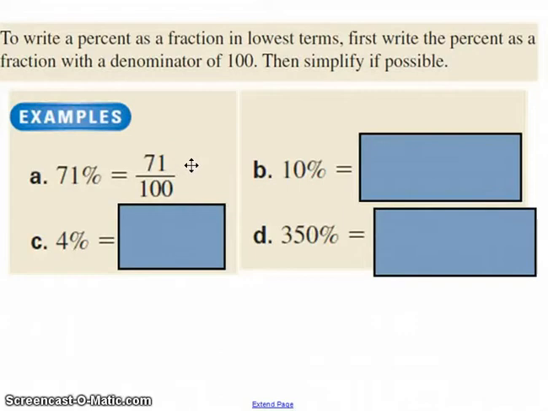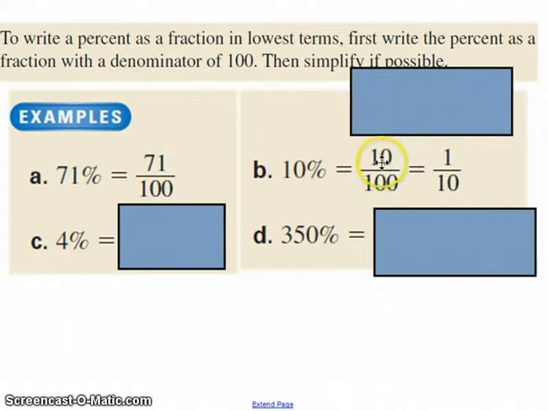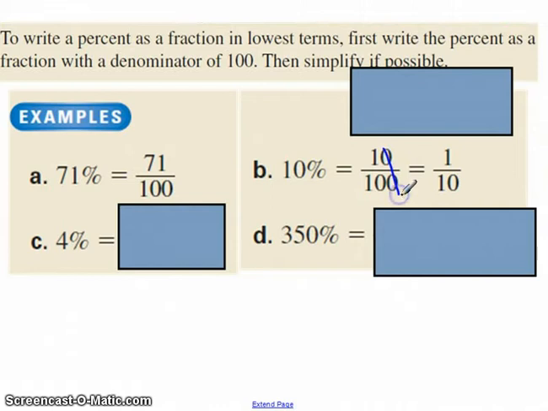Okay, I'm going to assume you paused, you've solved B, C, and D, and you're ready now to see the answers from the book. 10% becomes 10 out of 100, or 10 per century, but that can be simplified down to 1 out of 10. And if you don't automatically see that, notice that what you could have done is cancel those zeros. And notice I've now got 1 out of 10. That's one quick and easy way to simplify a fraction.